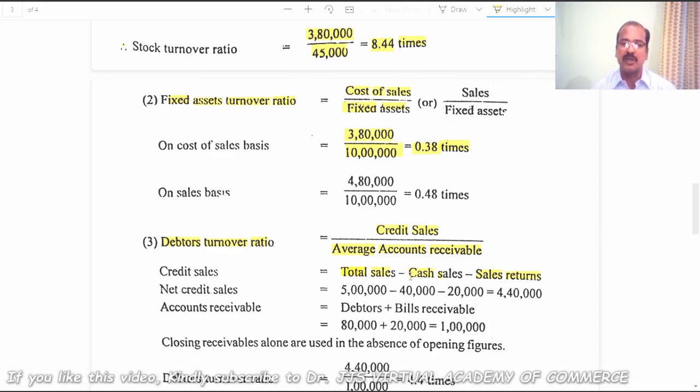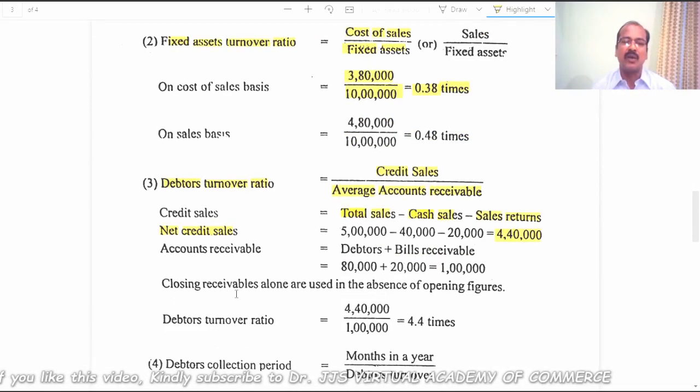From net sales, you subtract the cash sales so that you will get the same answer, 4,40,000 rupees, as net credit sales. That's the right method. Okay, accounts receivable means what? It is a total of debtors plus bills receivable.